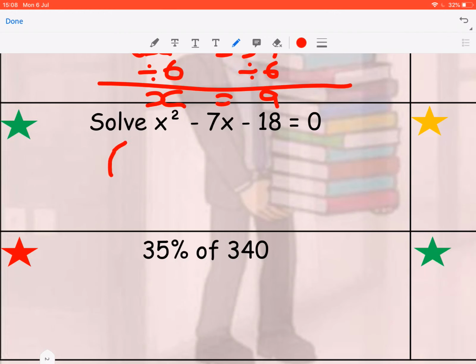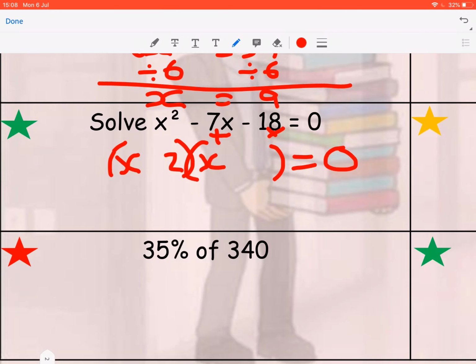This one, we're factorising first. Before we solve, we're going to factorise into a double bracket. Now, what factorise means is you've got to take out 2 common factors. Now, we've got to work out what multiplies to make negative 18 and adds to make negative 7. The 2 numbers I can think of are 2 and 9. In order to add to make a negative 7 and multiply to make a negative 18, the signs would have to be different. The negative one would have to be 9 and the positive one would have to be plus 2.